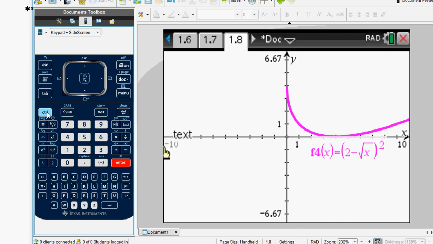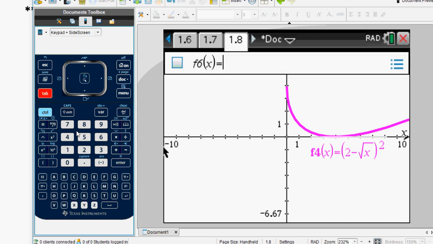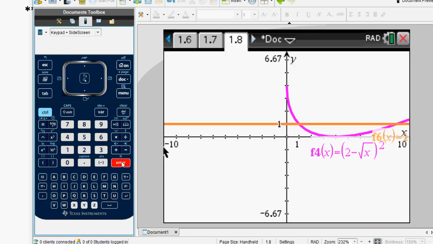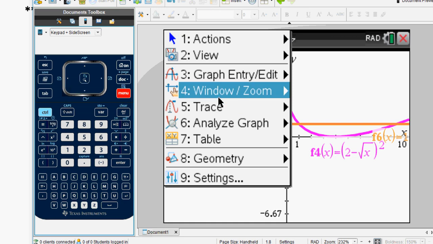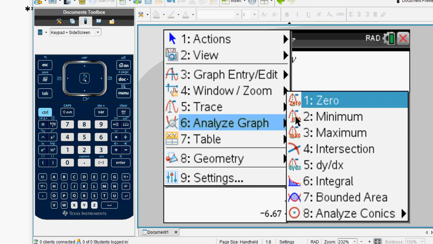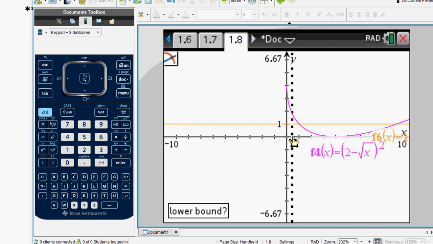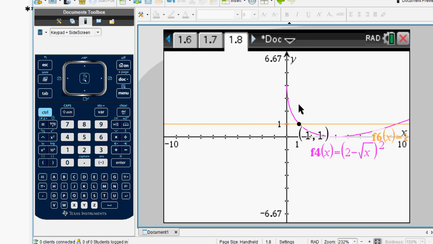The first thing I want to examine is what happens where y is 1. So I'm going to put in 1, press enter, this orange line, and just find the intersection point. So menu, analyze graph, intersection, left, right. So (1, 1) is our intersection. That's going to be helpful.